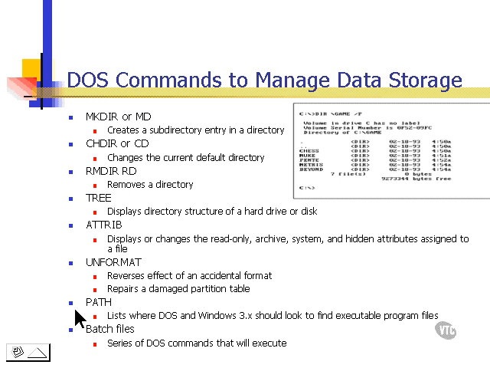Path lists where DOS and Windows 3X should look to find executable program files. In other words, if we have a program on the system and we don't want to have to go to exactly where that program is to run its executable file, we can add a path statement which will then let the system know how to get to that executable file. We'll talk more about that later on in the training as well.